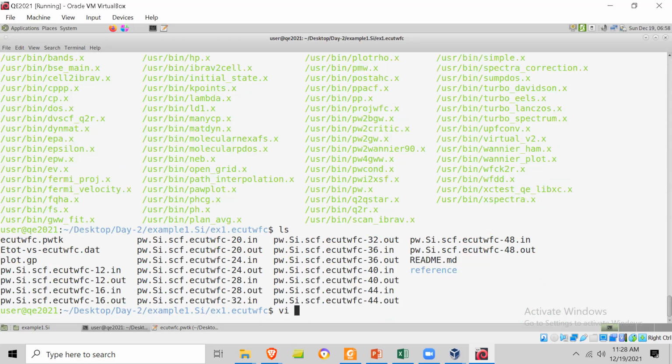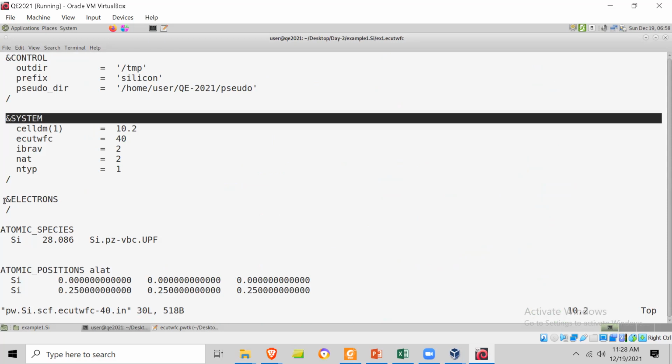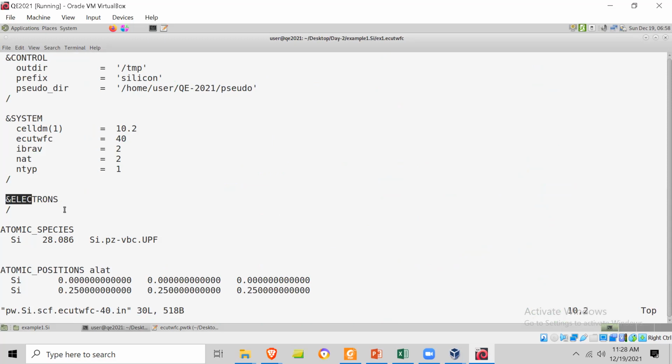So I will go into one of these files now and see. Let's go into 40 in. So you see there are a bunch of cards. Everything that starts with an end is a card. The ampersand sign, that's a section of parameters that we give to the software. So the control tells you where the output directory is, and the prefix gives you a name for the output directory, and the pseudo directory gives the location where the pseudo potential file, which is this particular file, is located. Okay, so that stuff is given here. Then this is giving the primitive defining the lattice vectors. So you can do IBRAV 0 and give your own lattice vectors at the bottom here.